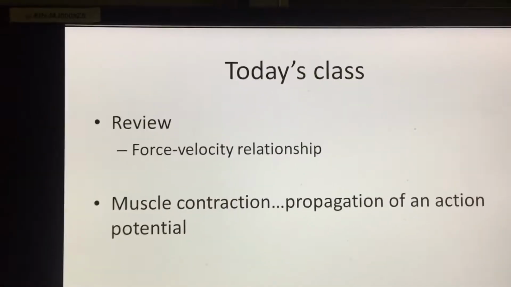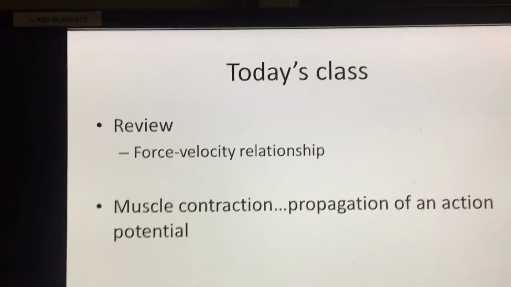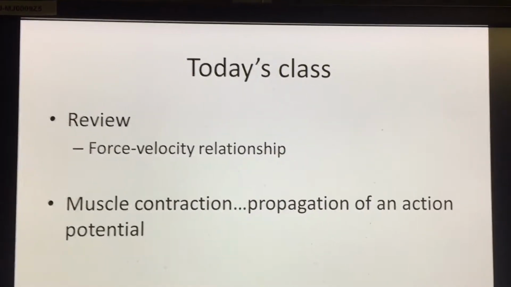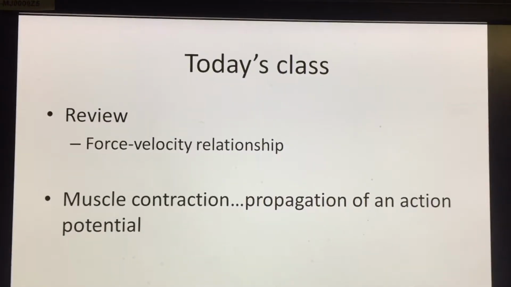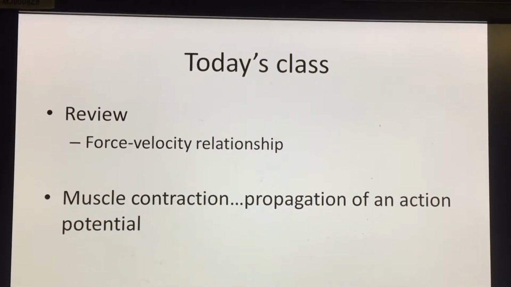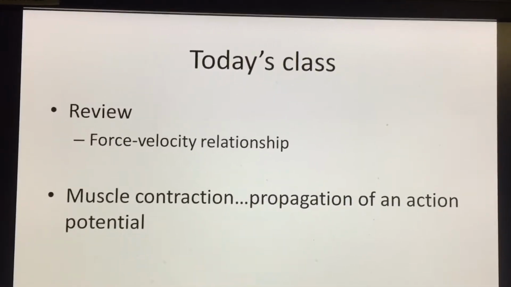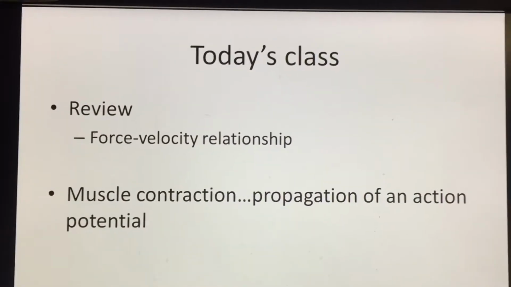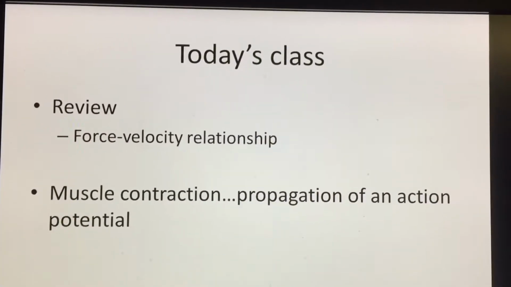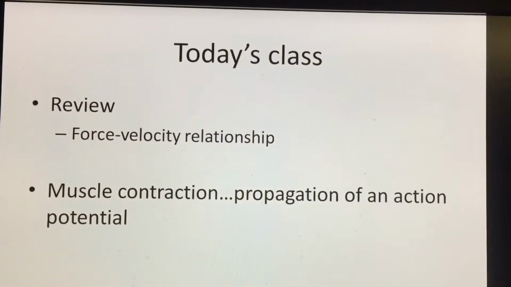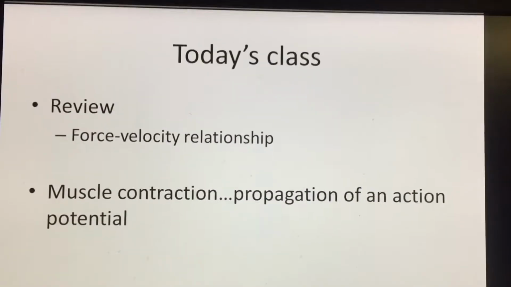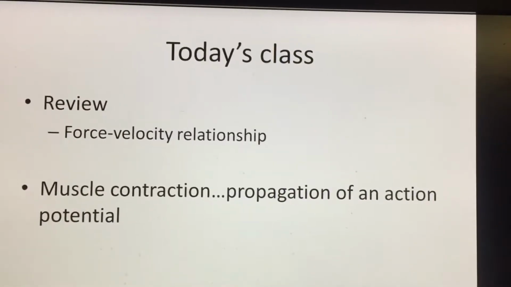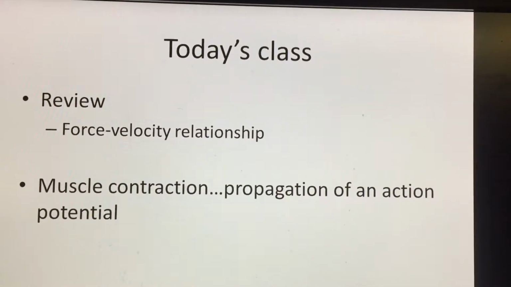Okay, for your Kin 225 class today, I've got a brief review on the force-velocity relationship. And then the main topic for today is muscle contraction, specifically propagation of an action potential. So an action potential is like an electrical charge that will travel down your motor neuron axon to the muscle fiber membrane and then down the T-tubule to your sarcoplasmic reticulum where you have release of calcium.